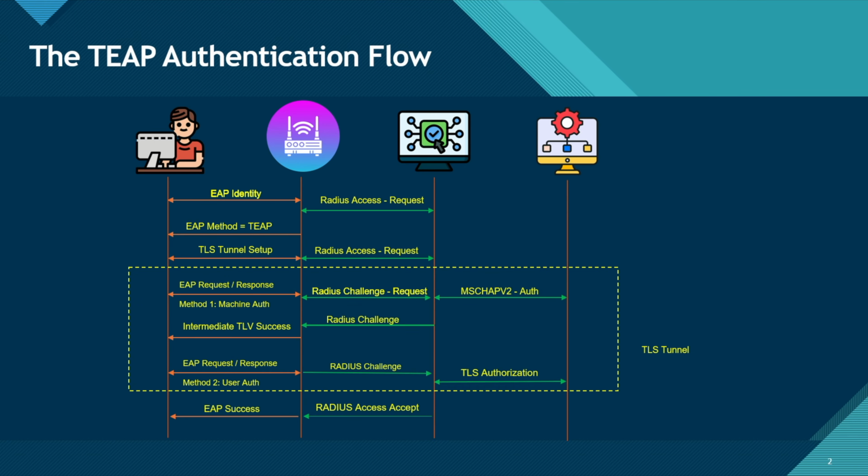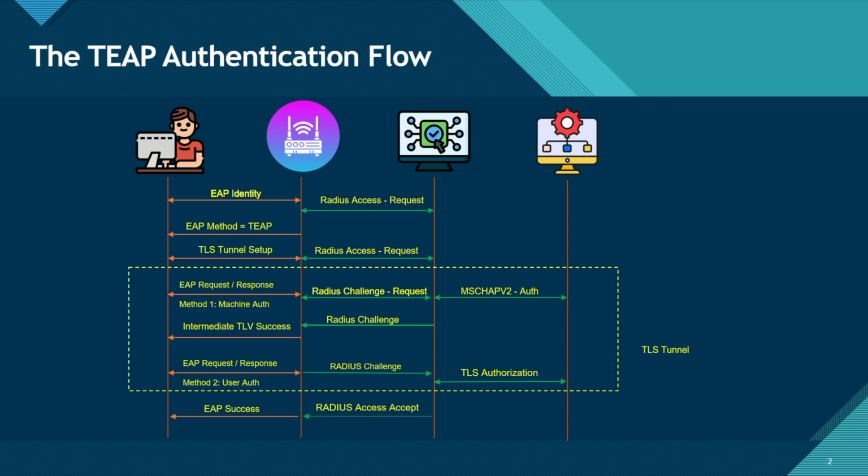Now we enter phase 2. Everything from here happens inside the encrypted TLS tunnel. This is where authentication chaining happens. In step 3, method 1, this is machine authentication. The client sends the computer certificate, and ClearPass validates it against Active Directory using RADIUS challenge and request exchange. When the machine certificate is valid, ClearPass sends back an intermediate TLV success. It's not the final access accept, just an intermediate success signaling that method 1 has passed.